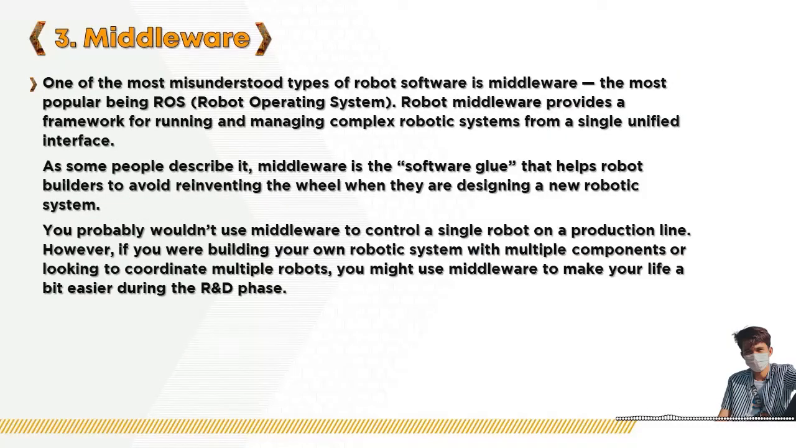Third is middleware. One of the most misunderstood types of software is middleware, the most popular being ROS, or the Robot Operating System. Robot middleware provides a framework for running and managing complex robotic systems from a single unified interface. As some people describe it, middleware is the software glue that helps robot builders avoid reinventing the wheel when they are designing a new robotic system.